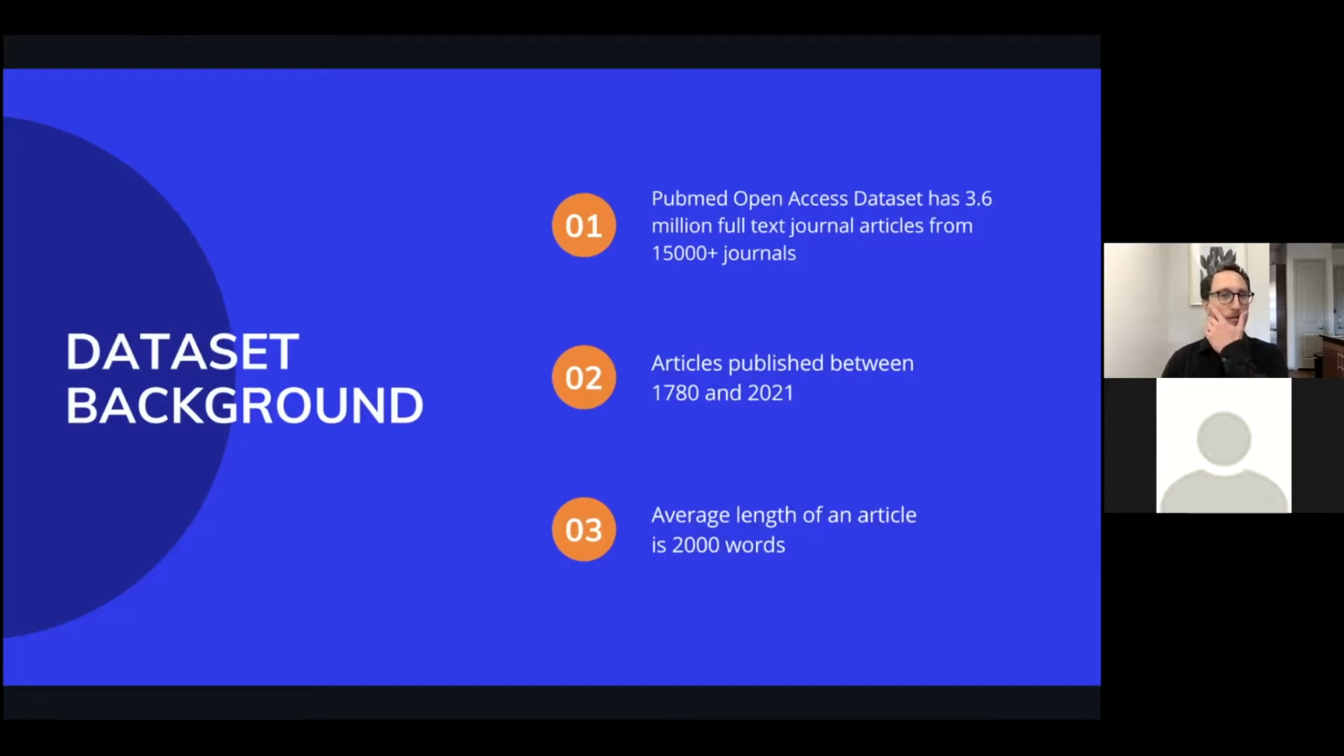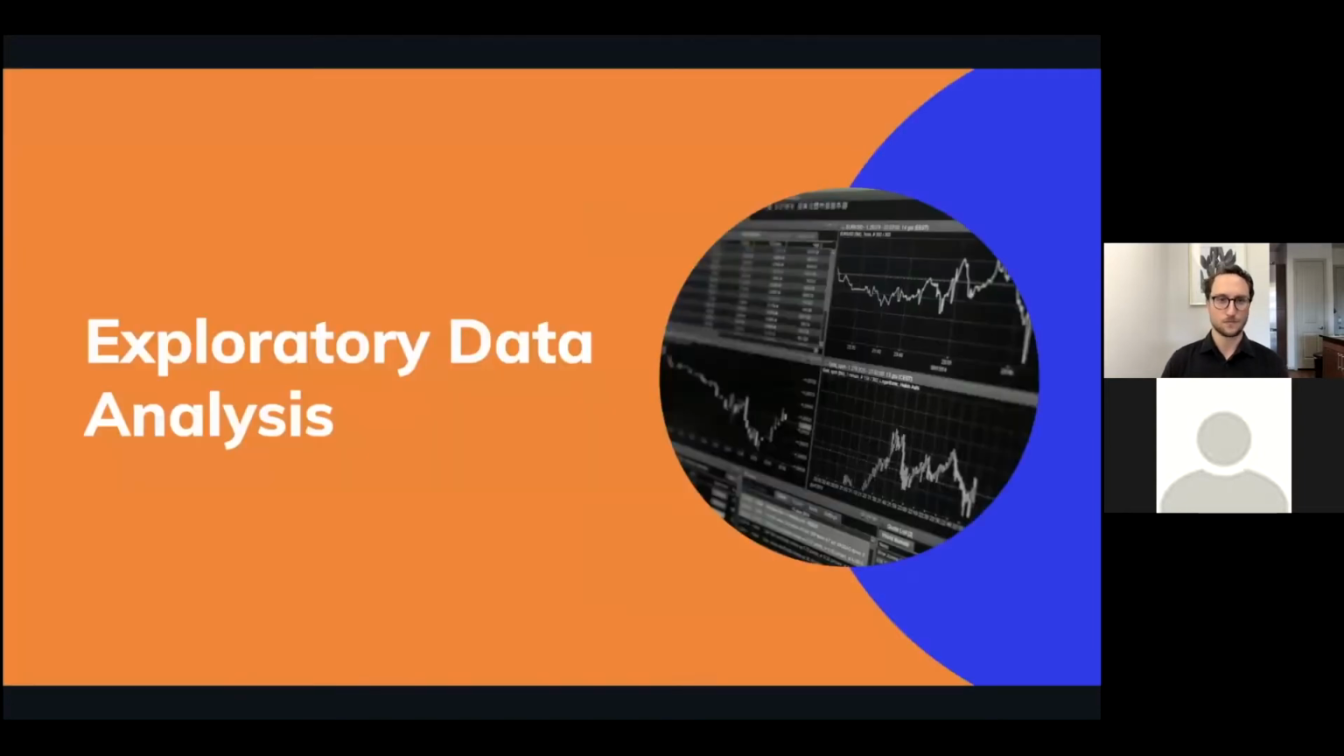So a little bit of background about the dataset I worked with. It was the PubMed Open Access Database, consisting of 3.6 million full-text journal articles from over 15,000 journals. The earliest article was from 1780, and it goes all the way up until 2021. And the average length is about 2,000 words.